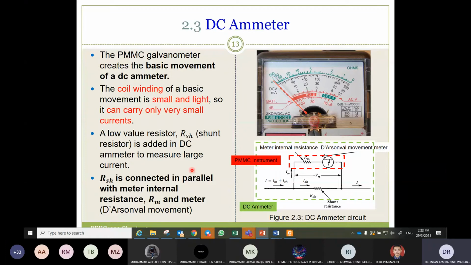So Im conducts a very small current, because of the small size and the small coil winding of the observer meter. So the total current is equal to Im plus I shunt. Usually Im is very small compared to I shunt.